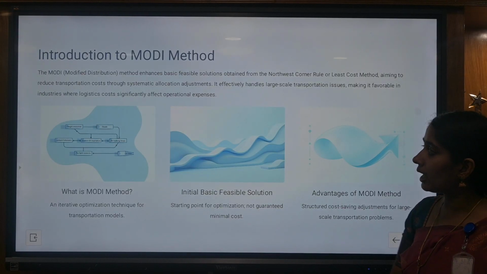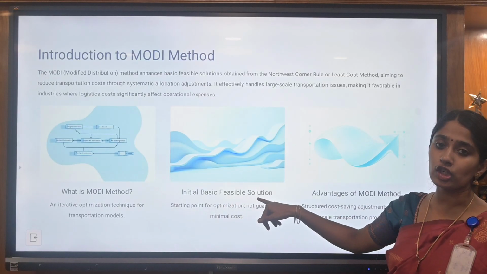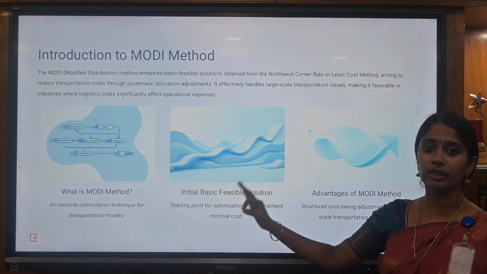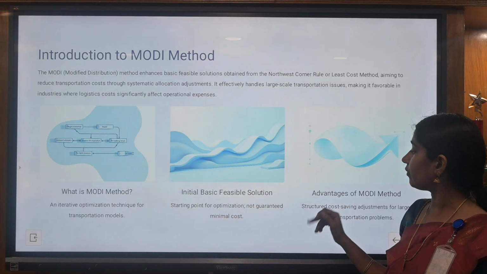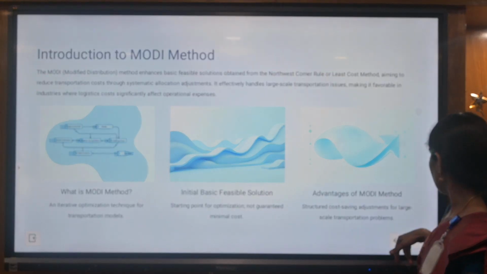So what is MODI method? As I said, it's an iterative optimization technique. It uses initial basic feasible solution which can be found using 3 or 4 different methods, and then we use iterative method to find the solution.